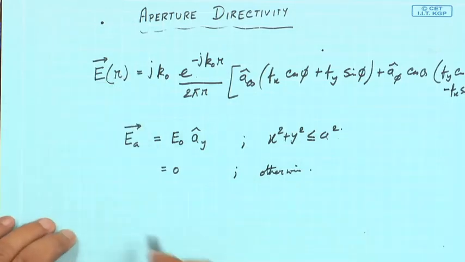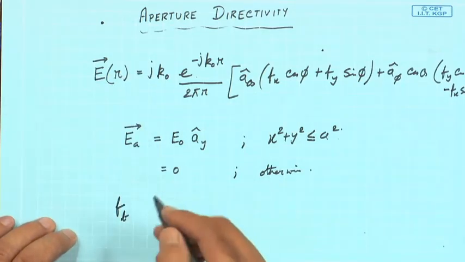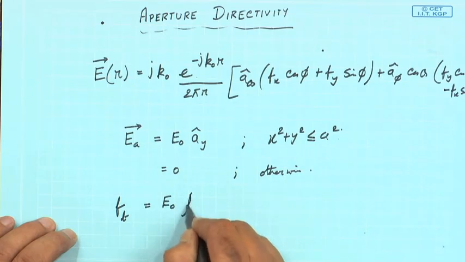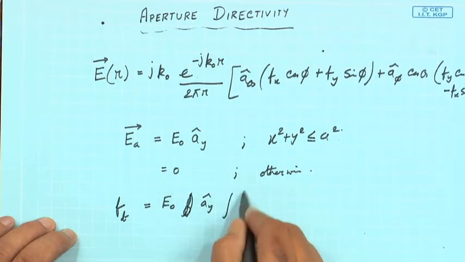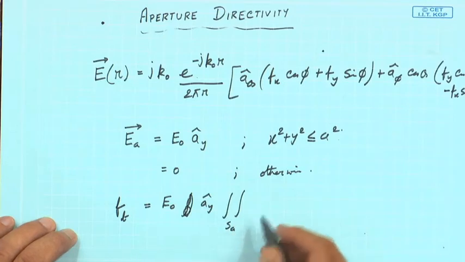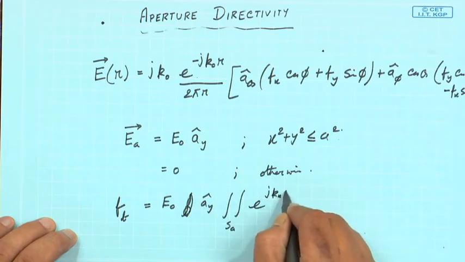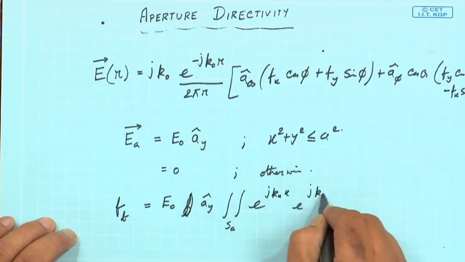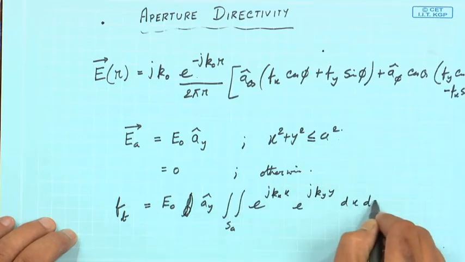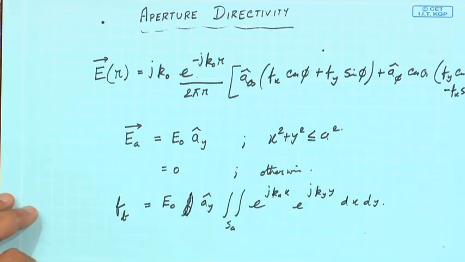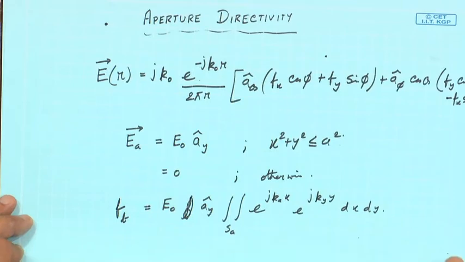So, with this E_A, what will be my Fourier transform F_T? F_T will be E0 a_y, then on the aperture, 1 into e^(j kx x) e^(j ky y) dx dy. Now, to evaluate this integral is not so easy. So, I will help you.